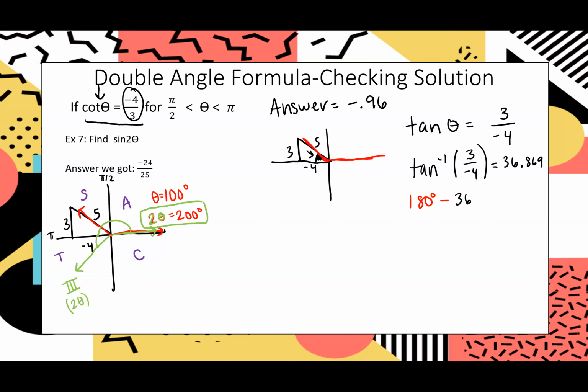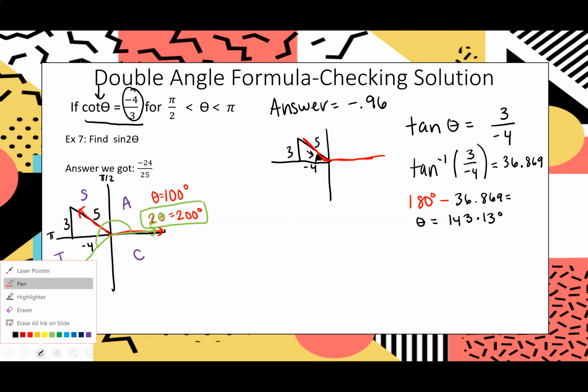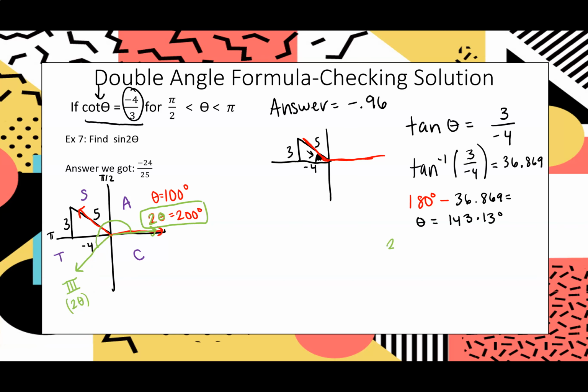We got to do 180 minus whatever this black angle is in that middle there. So that's 36.869. And that gives me that my theta is equal to 143.13. And you can see my guess was off quite a bit. And I kind of knew that. I only added 10 degrees from 90, but no big deal. So what's my 2 theta going to be? So my 2 theta is just going to be double that. Well, doubling 143. What is that?